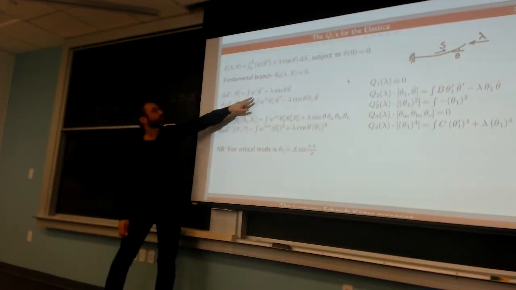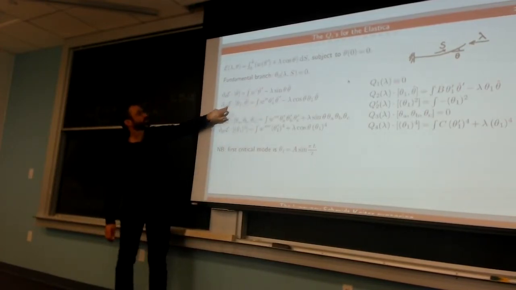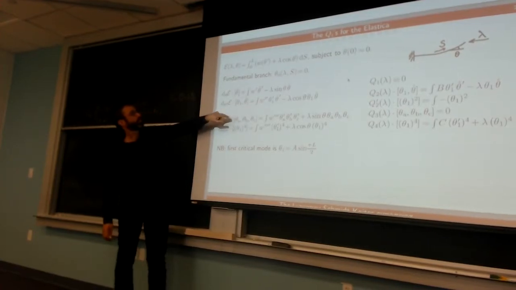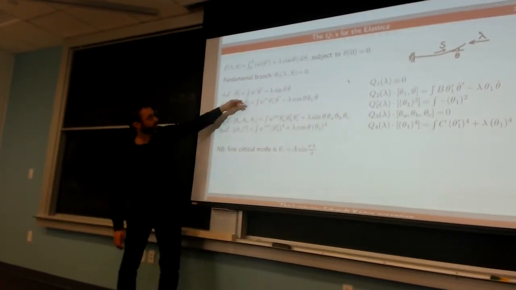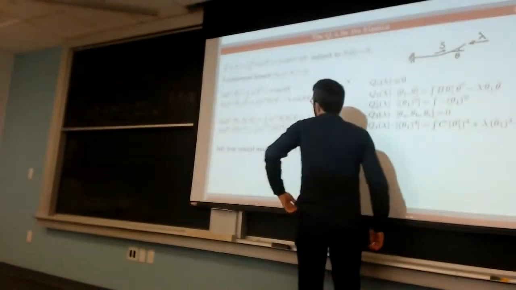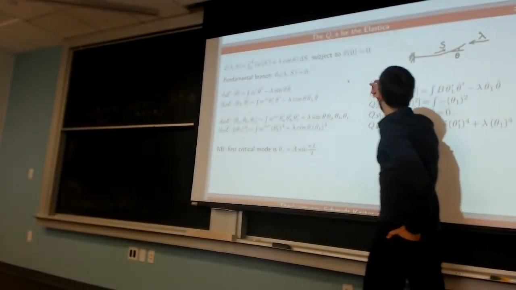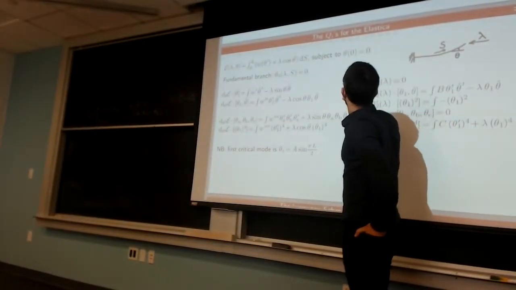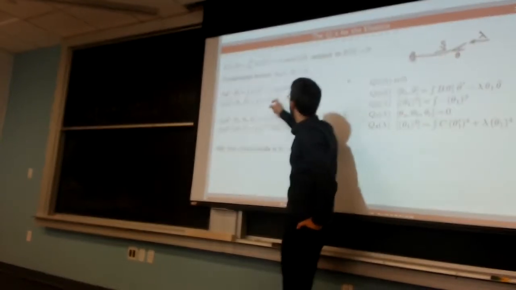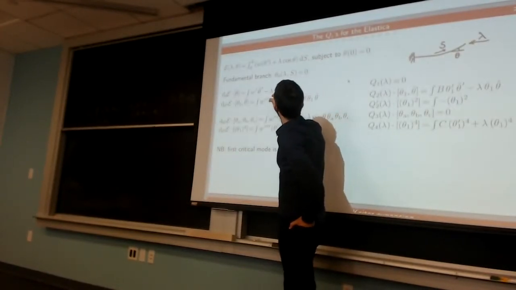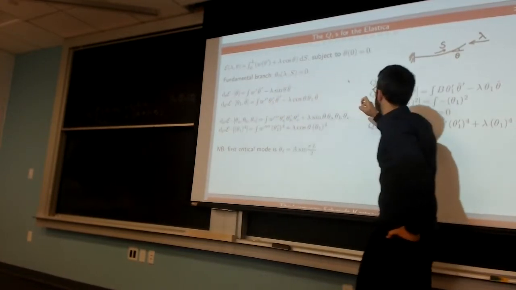Now the first increment is called theta hat, and the second variation introduces a second increment, which is theta 1, and you get that. So it's a quadratic function. And to get the Q forms, you have to evaluate on the fundamental branch. So any theta which is neither theta hat nor theta 1, you take it to 0.